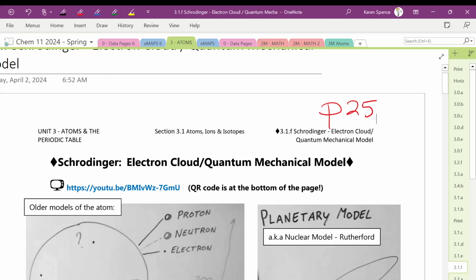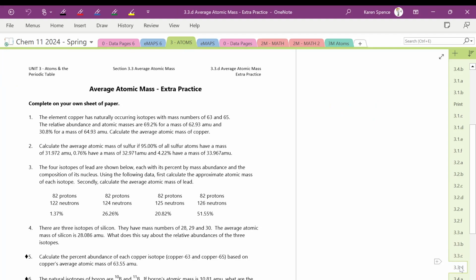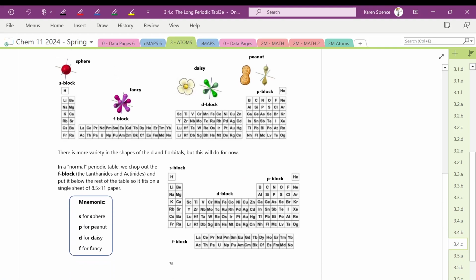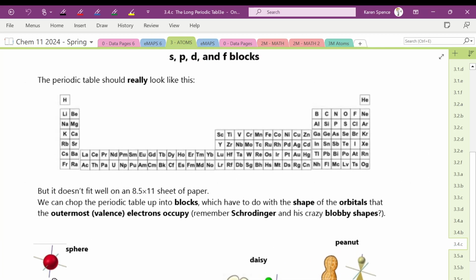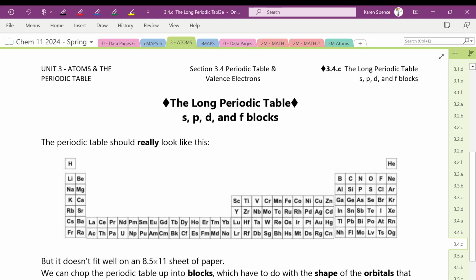But I'm not going to get too excited about that. All right. What I am going to get excited about is that this is going to actually let us take a slightly different look at the periodic table. Not this one. Where is it? Page 75. Page 75.